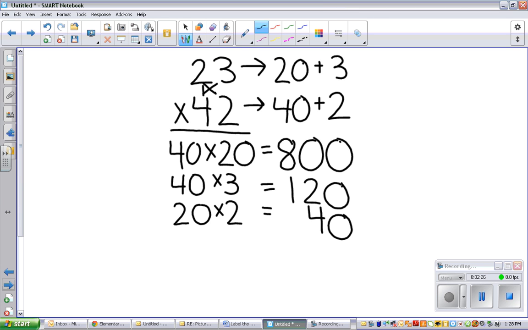Finally, I'll multiply 2 in the ones place by 3 in the ones place to complete the bow tie. And that gives me an answer of 6. Now I'm ready to add all of my answers together to get the answer of 966. So to solve using partial products, 23 times 42, our answer was 966.